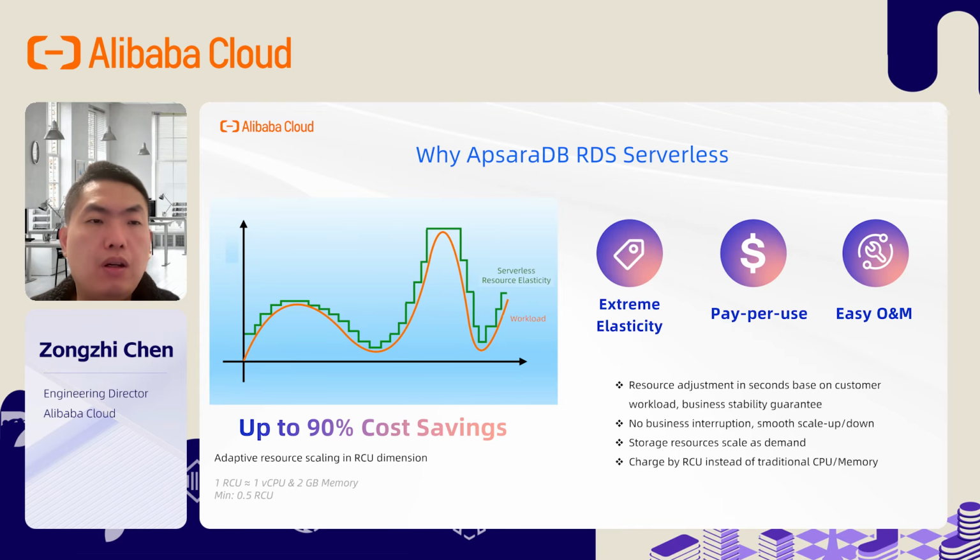The serverless service is operated by RDS, so you don't need to operate the instance. It is easy to operate and manage. In this picture, you can see up to 19% cost saving. The resource adjustment happens in seconds based on customer workload, with business stability guaranteed and no business interruption. It is smooth scaling up and scaling down. The storage is scaled as well. It is charged by RCU instead of traditional CPU and memory. 1 RCU is equal to 1 vCPU and 2 GB memory.